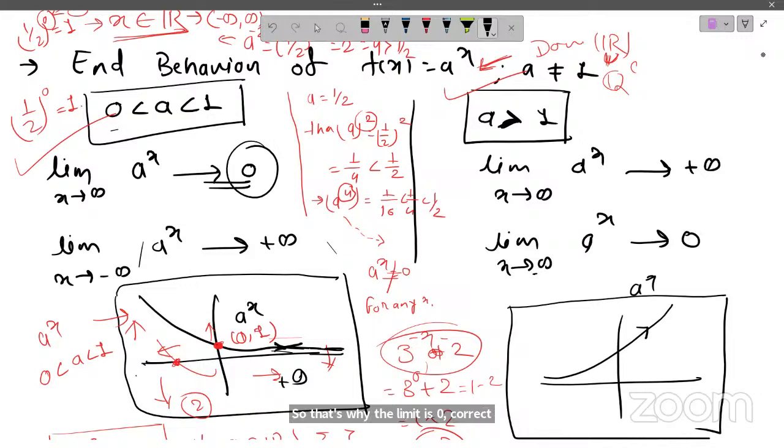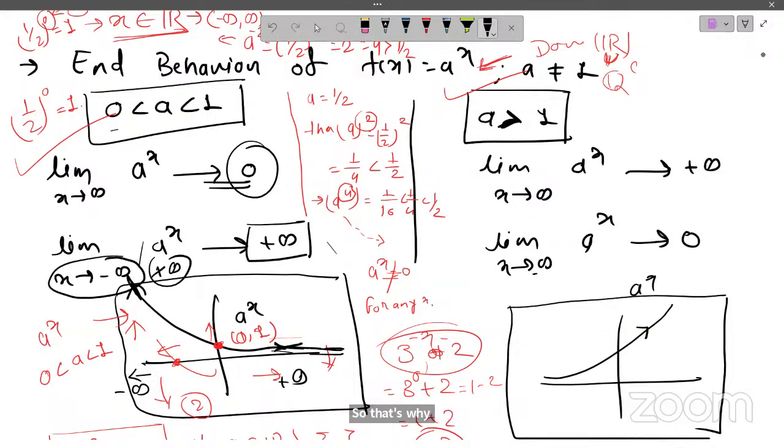And when we go to minus infinity, you observe that our graph is increasing upwards. So that means it is somehow reaching plus infinity. So that's why when x goes to minus infinity, our limit is plus infinity. Is this fact clear to you? Yes, ma'am, clear.